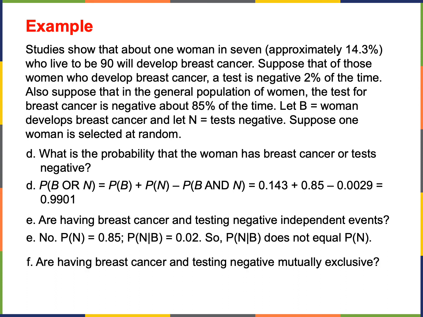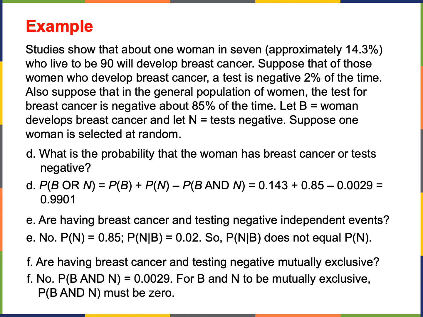Are they mutually exclusive? Do you remember what's the criteria for being mutually exclusive? The probability of the intersection has to be what? If you said 0, good job. And is that 0? Is the probability of B and N 0? No, it's not. Remember, we calculated it earlier, and it was 0.0029 or 0.29%. And since it's not 0, that means that the events are not mutually exclusive.